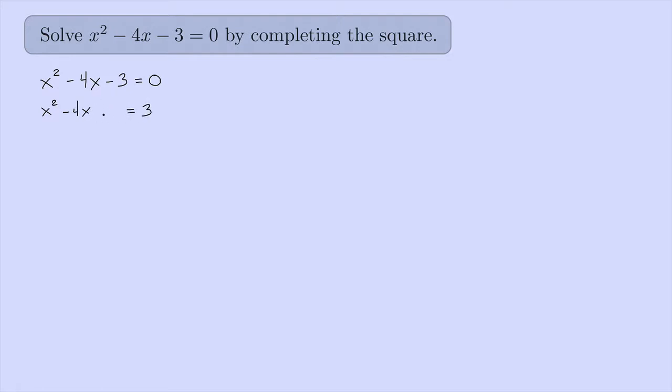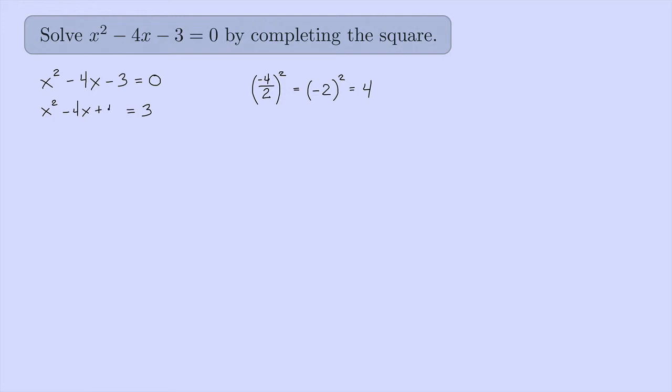And the reason I'm leaving a little space is because when you complete the square, we need to figure out what goes here. And the rule is you take whatever's in front of the x, in this case the negative 4, you divide that by 2, and you square it. So if I do that, negative 4 divided by 2, that's negative 2 squared. And then negative 2 squared is 4. And that's what goes here.